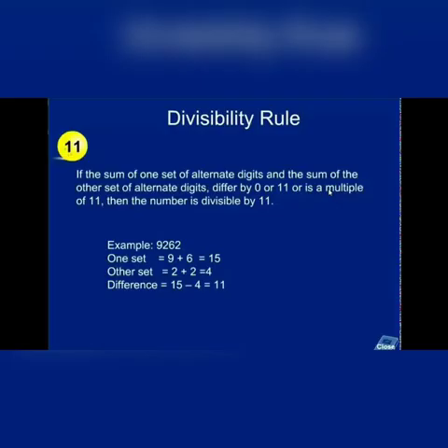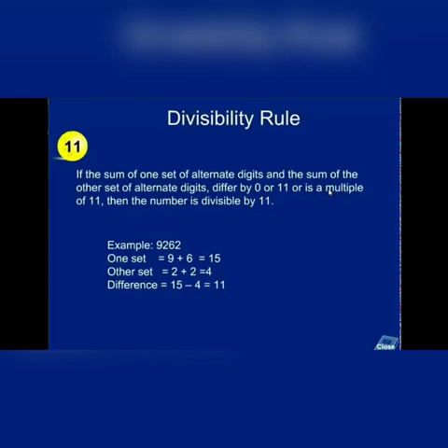Here comes the divisibility rule for number 11. If the sum of one set of alternate digits and the sum of the other set of alternate digits differ by 0 or 11 or a multiple of 11, then the number is divisible by 11. First we have to do the sum of one set of alternate digits. Alternate digits means I am leaving one digit in between and adding. If I take the difference between the two sums, and my answer is 0 or 11 or a multiple of 11 like 22, 33, 44, then that whole number will be divisible by 11.